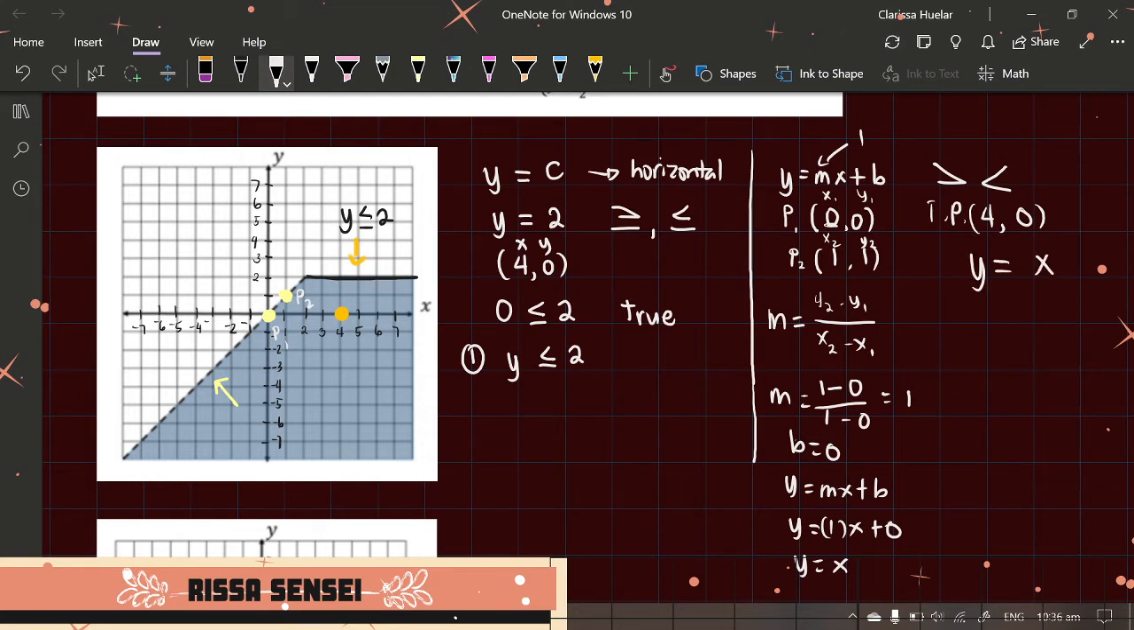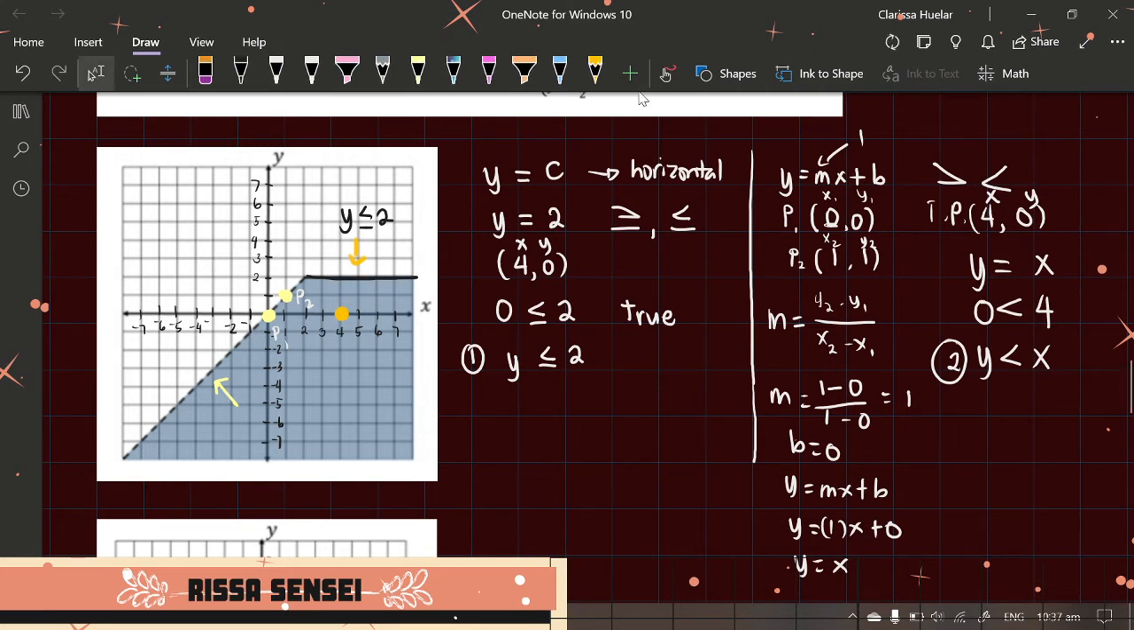Y equals x. Ito yung x, ito yung y. Ang y natin ay 0, ang x ay 4. So, anong inequality ang magsasatisfy or will make 0 blank 4 be true? So, ano yun? Is it greater than or less than? We know that 0 is less than 4. So, less than yung ating inequality symbol. So, replace the equal sign with less than sign, less than x. So, ito ngayon yung ating second inequality.